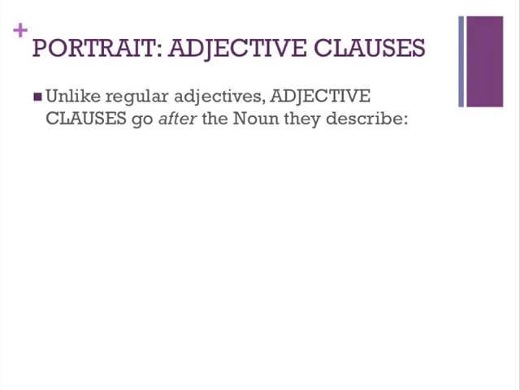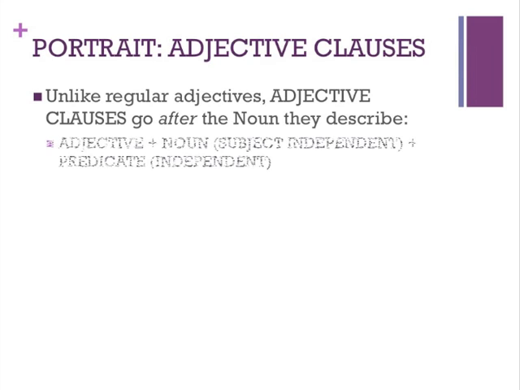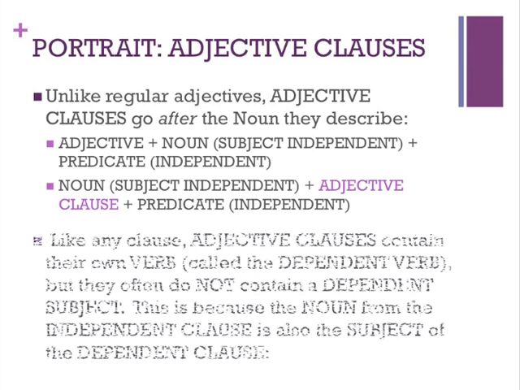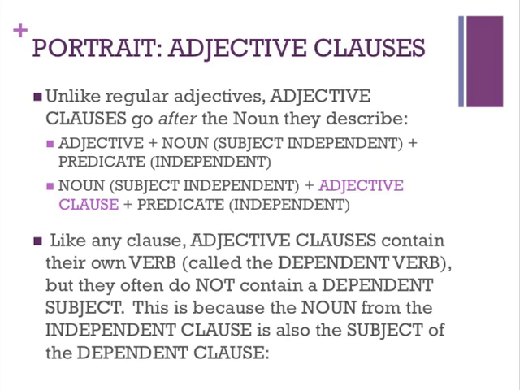Now, unlike regular adjectives, adjective clauses go after the noun they describe. So, for example, if you had an adjective before, let's say, the subject of a sentence, when you introduce an adjective clause, the adjective clause would come after the noun, not before it. Now, like any clause, adjective clauses do contain their own verb, which we would generally call a dependent verb, but they often do not contain a dependent subject. Now, of course, this is not always the case, but it is often the case.